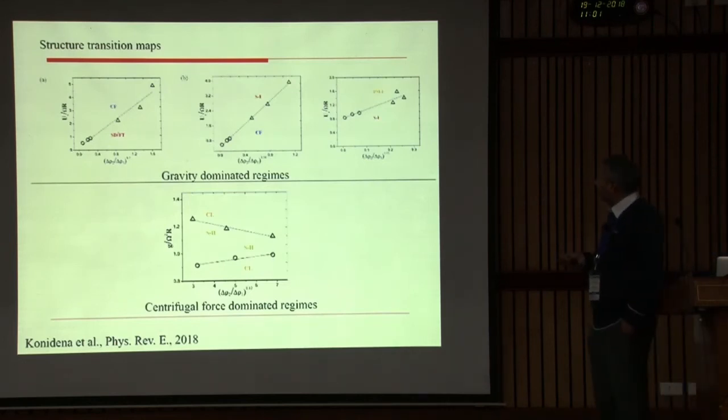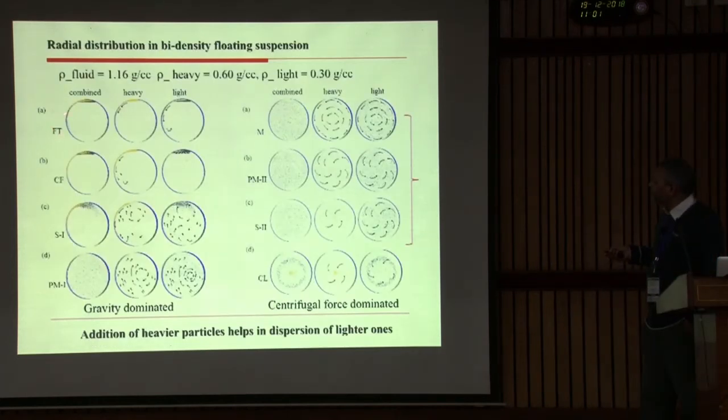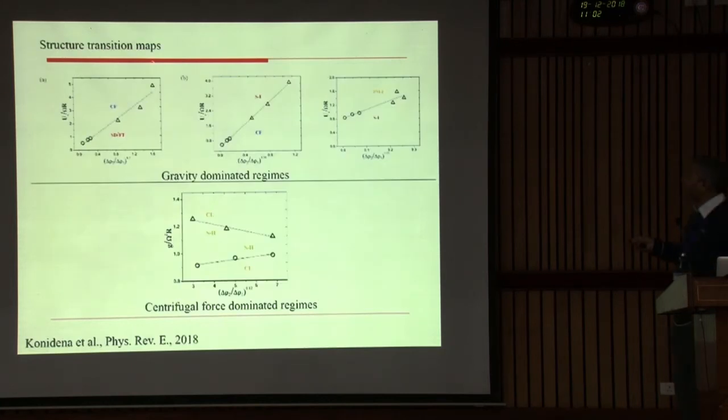We also looked at a structure transition map, so I will mention what this means. FT means fingering phase, floating phase. CF means co-formation. S1 is segregation 1. PM is the partially mixed case. M is the completely mixed case. Again, after completely mixed, it becomes partially mixed, and then these are segregation phase 2, and these are the centrifugal limit case. So at what density ratio and what speed these transitions occur can be studied by the structural transition map.